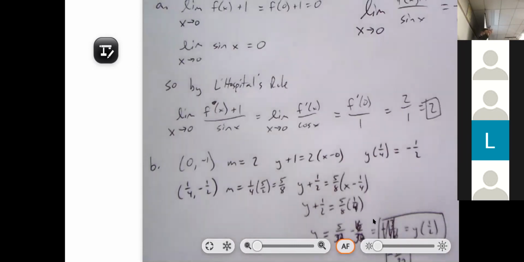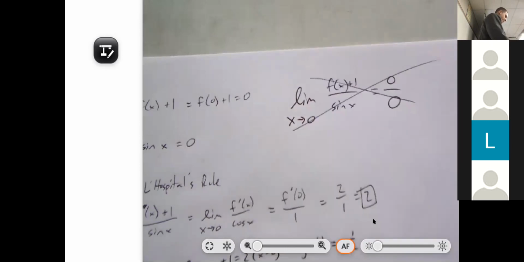You have to show the limit of the top is 0, the limit of the bottom is 0, then jump into L'Hopital's rule. But do not write this. They've said that's a big fat no. Please do not do that.